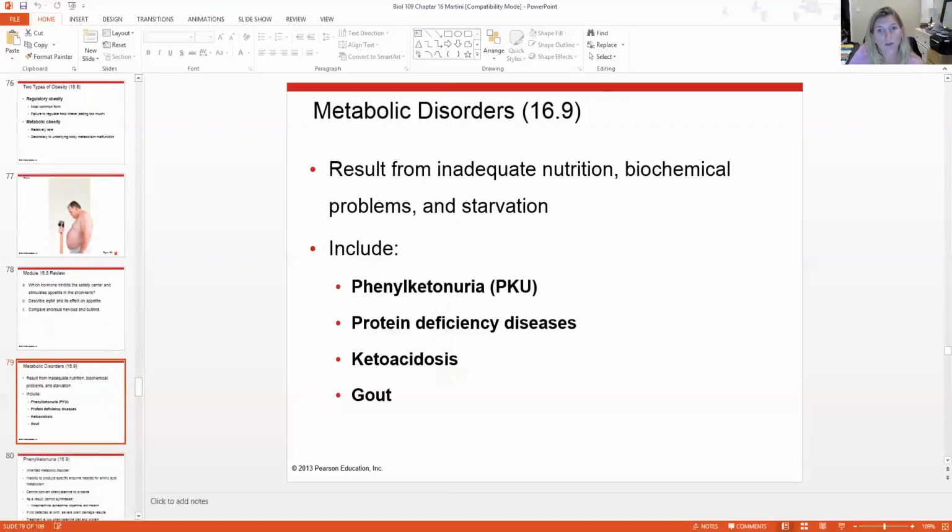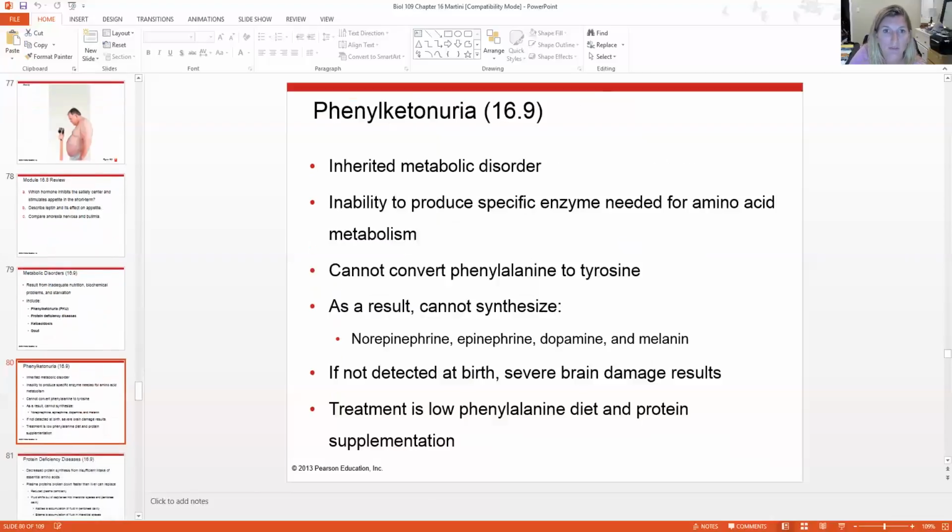Some metabolic disorders result from inadequate nutrition, a biochemical problem, or starvation. PKU, protein deficiency diseases, ketoacidosis, and gout are some of them. Let's talk about phenylketonuria, or PKU. This is an inherited metabolic disorder. This is the inability to produce a specific enzyme needed for amino acid metabolism. You cannot convert phenylalanine into tyrosine. So as a result, they can't synthesize epinephrine, norepinephrine, dopamine, or melanin. If it's not detected at birth, brain damage will result.